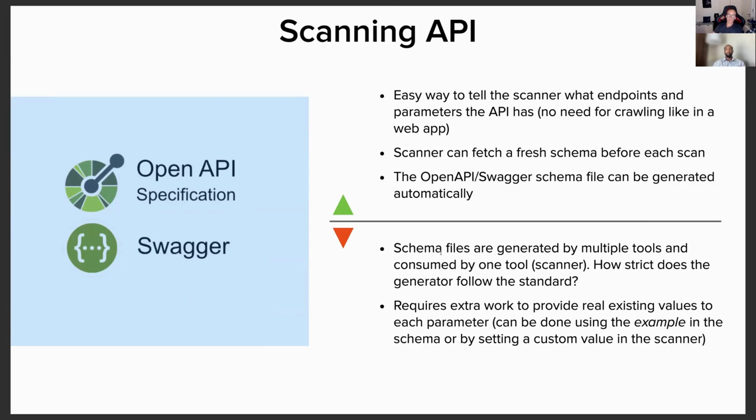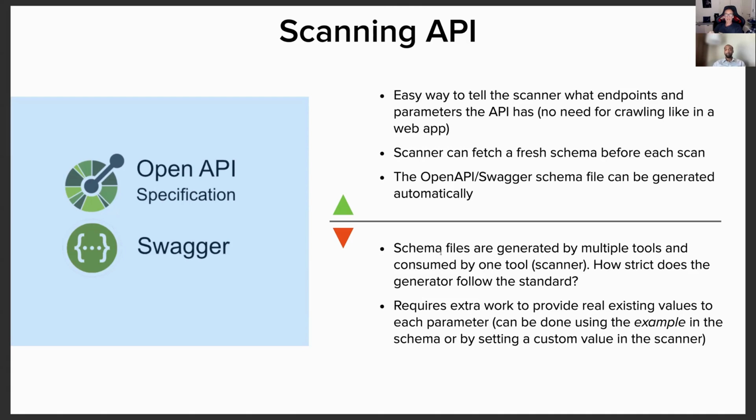The other option that you have is to scan the API directly, and just the API, provided with an OpenAPI or Swagger schema file. The advantage of this is that you have an easy way to tell the scanner what the endpoints and the parameters of the API are. So there's no need for crawling like in a web app, where you need to render JavaScript and click on things and wait for events and so on. So this is pretty much straightforward. You have a contract that says this API has this operation, and that operation takes as inputs these parameters and so forth. So basically, it's an easy way for the scanner to scan.